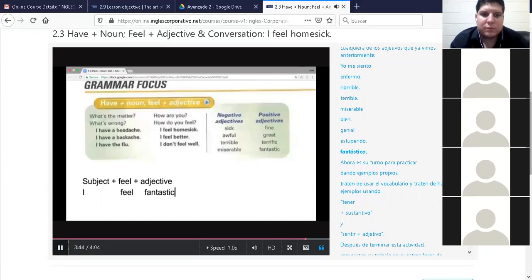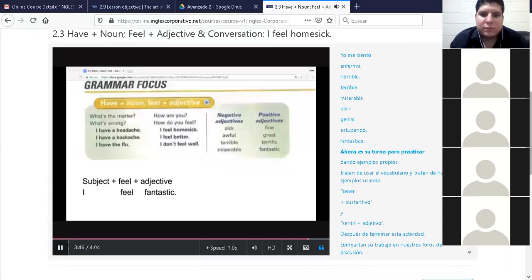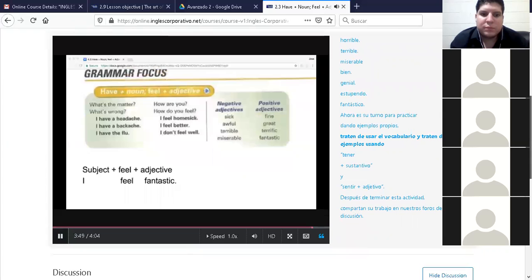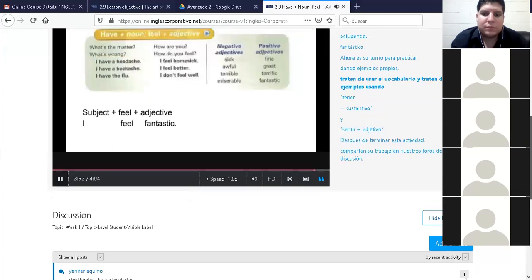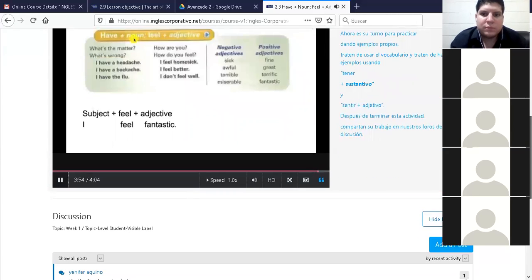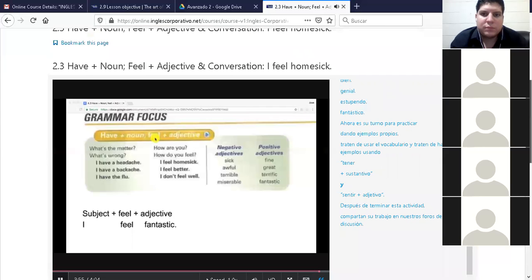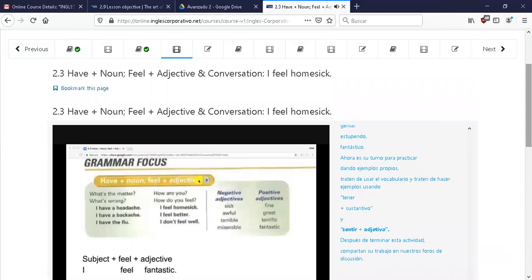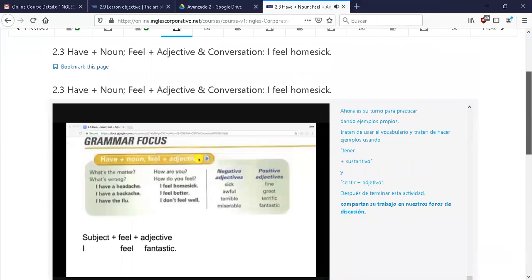Now it's your turn to practice giving examples of your own. Try to use the vocabulary and try to make examples using have plus noun and feel plus adjective. After you finish this activity, share your work in our discussion forums.